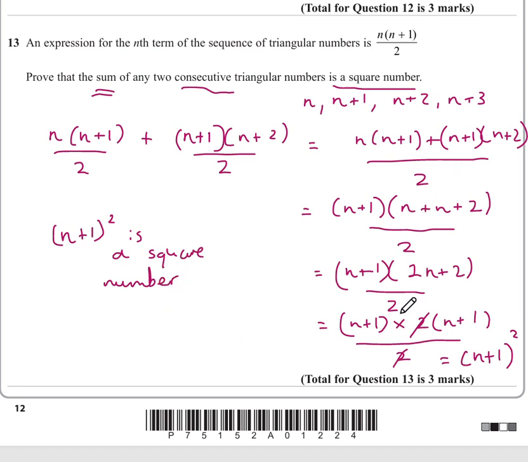Okay. You might have simplified this in a slightly different way. So you can just multiply out these brackets here to get n squared plus n plus n squared plus 3n plus 2. And if you simplify that, you can factorize it as well to get back to this same result. So you may have gone about it in a different way, but still come to this end result.